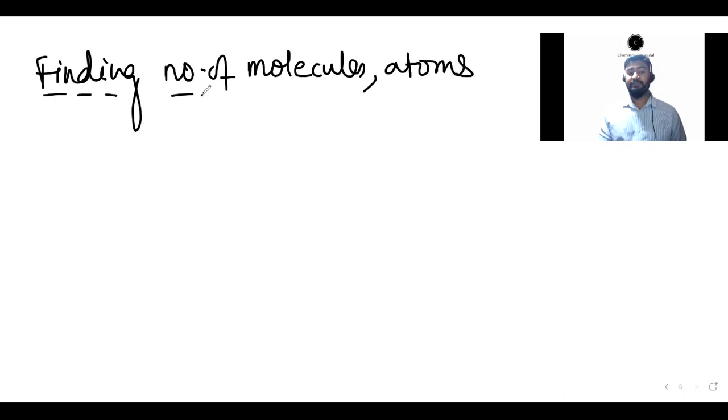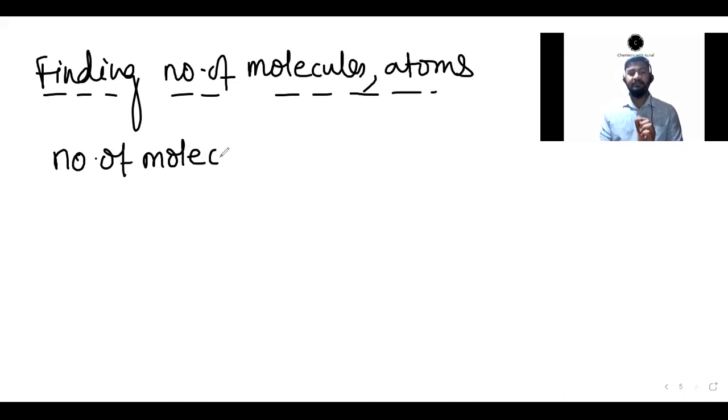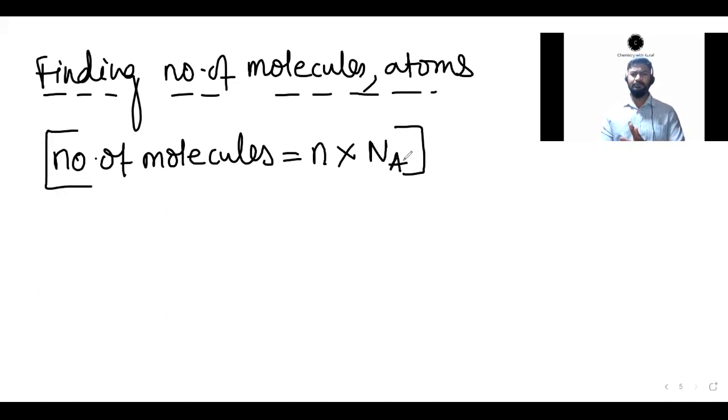This is the next segment of the topic. First we did finding moles. Now we'll learn how to find molecules and atoms present. So let's begin. I'll give you a very simple formula which you can use to solve any question within less time. Number of molecules in any question is nothing but number of moles into Avogadro number. Finished. See, as simple as that. You find the number of moles multiplied with Avogadro number.